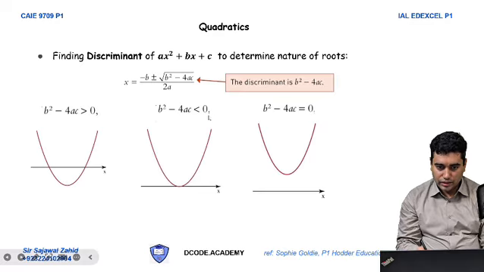Actually there is an issue with this slide. b squared minus 4ac less than 0 should be the right one, and b squared minus 4ac equal to 0 should be the middle one.